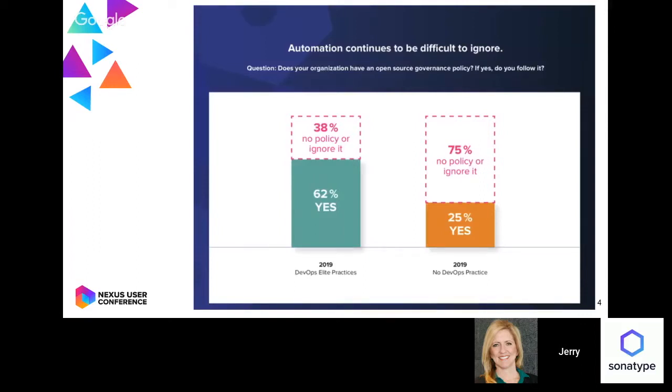The software supply chain report that Derek was talking about has some interesting questions and statistics. From an older report, we were talking to developers about DevOps practices. And so the underlying question in all these numbers here really is: Do you have an open source governance policy? Shockingly, even those that have a good DevOps practice, or would be categorized as a good or elite DevOps practice, either don't have a policy or they're ignoring it.